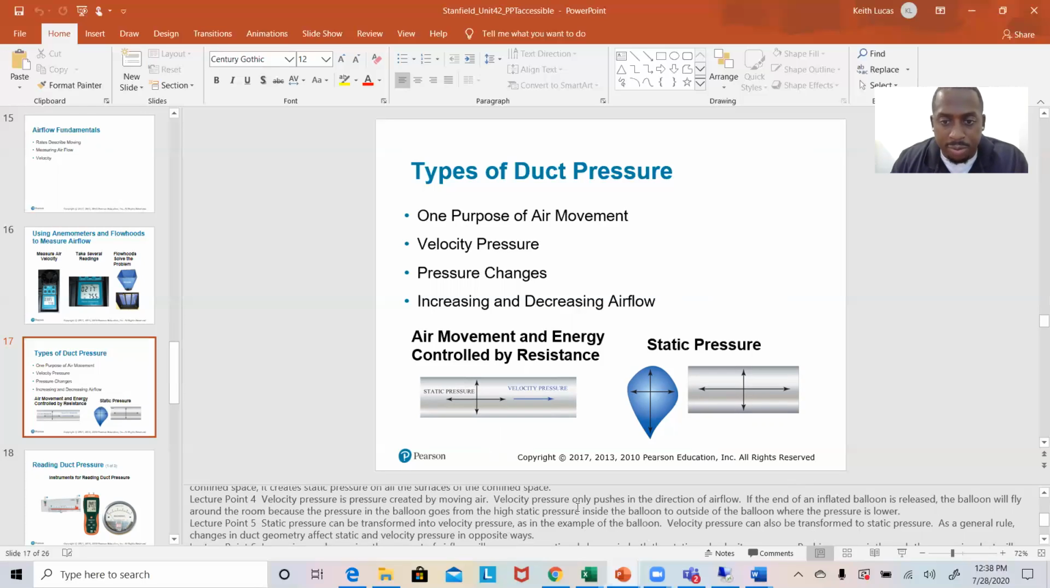Oh, okay. Velocity pressure only pushes in the direction of the airflow. If the end of an inflated balloon is released, the balloon will fly. It'll fly around the room because the pressure in the balloon goes from the high static pressure inside the balloon to the outside of the balloon, where the pressure is lower.